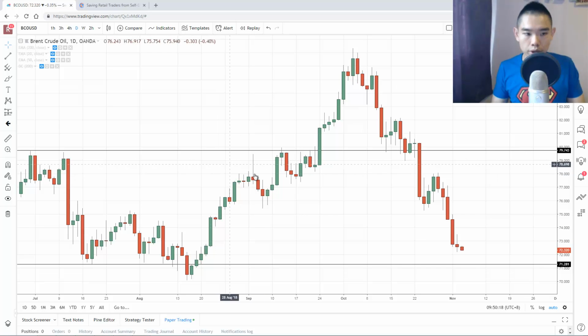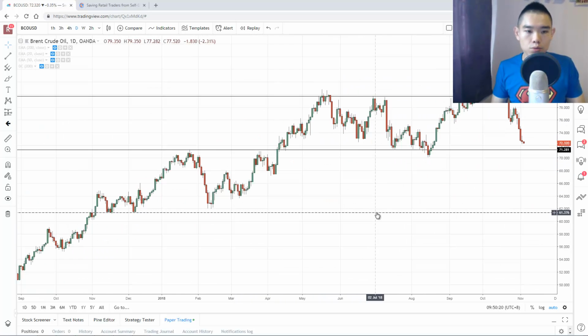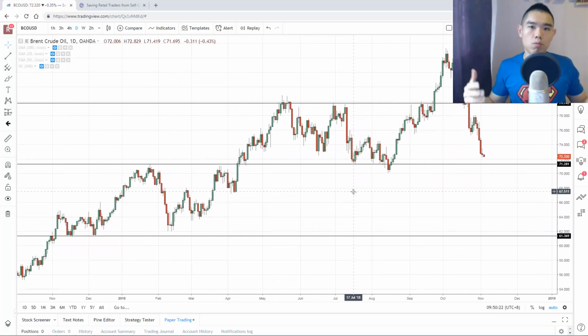So for me, I like to just look at the chart and ask myself, what is the long-term trend? And from the looks of it, the long-term trend is up because you still have this series of higher lows.